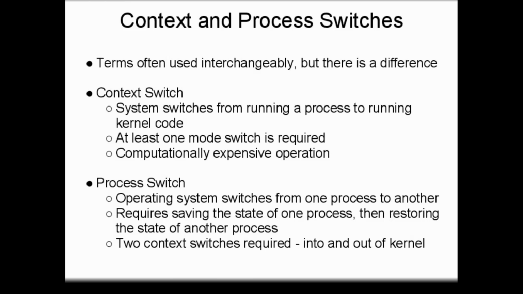Whenever the operating system needs to switch from one process to another, it must first make a context switch into the kernel. The kernel then saves the state of the previously running process and restores the state of the process to which it is switching. A second context switch is then required to start the newly restored process.